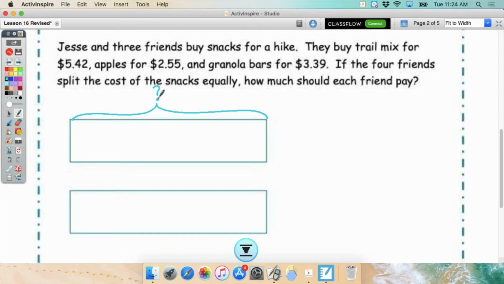So that goes on top of your tape diagram. And then, how many different snacks did they buy? 3. So let's get 3 parts in this tape diagram. And we've got trail mix, I'm calling that TM. Apples. And granola bars, GB. Will that work? Okay, so how much for the trail mix? $5.42. Okay. And the apples? $2.55. Good. And the granola bars? $3.39.